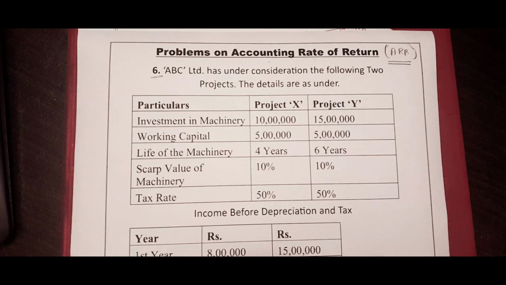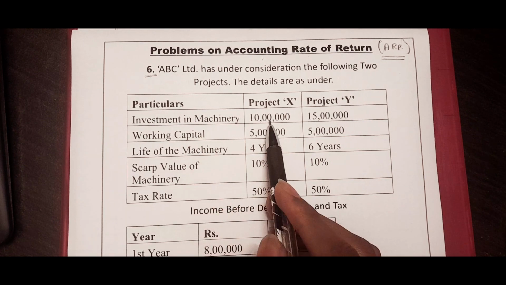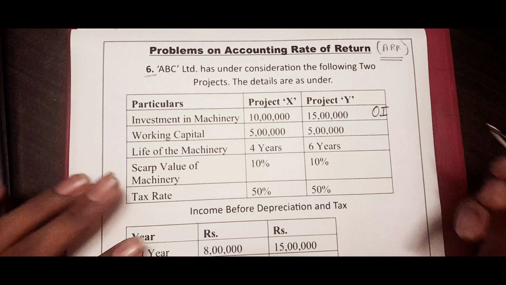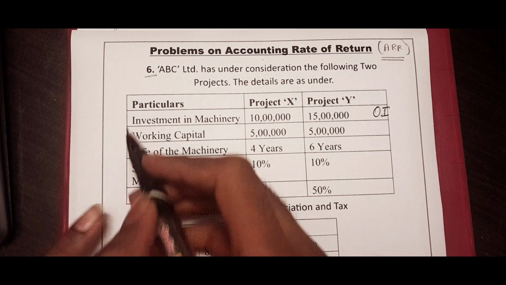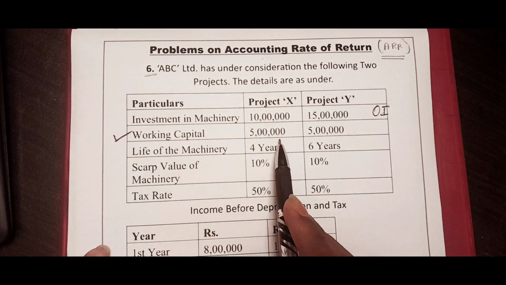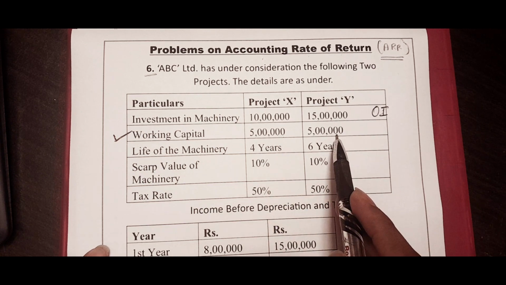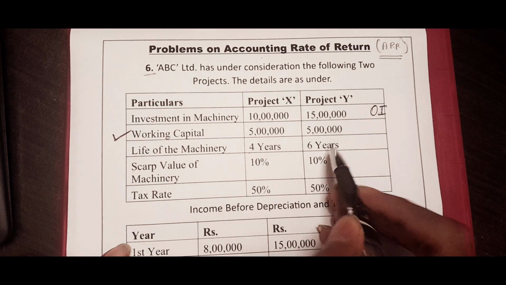They have given: ABC company has under consideration the following two project details. Please take the screenshot of the question because whenever I am solving, even if you solve, you will easily understand the solution. So investment in machinery, also known as original investment, is 10 lakh and 15 lakh. Working capital: in PBP working capital will not come, but in ARR working capital will be considered. Project X is 5 lakh and project Y is 5 lakh, means additional capital invested. Life of the machinery is 4 years and 6 years.